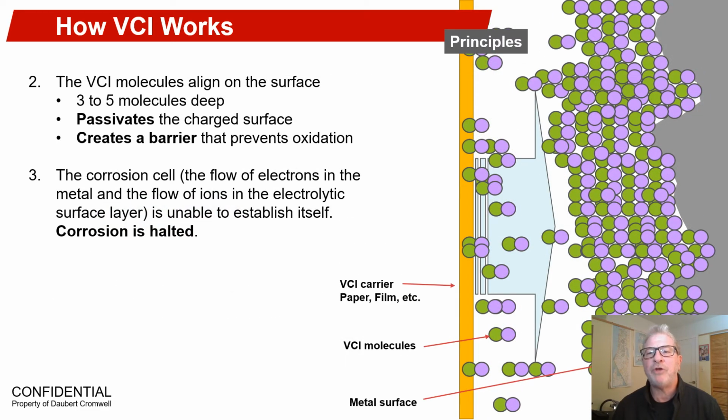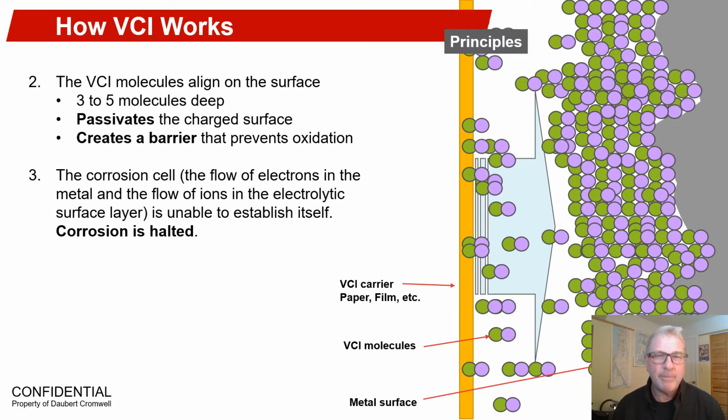We see this process as 2 steps in these slides. This attraction continues until the entire available surface area is covered with a layer of molecules that essentially acts as a barrier that prevents harmful substances and electrolytes from contacting the metal. The charged molecules passivate the metal, reducing electrochemical stress on its surface and preventing the corrosion cell from setting up.